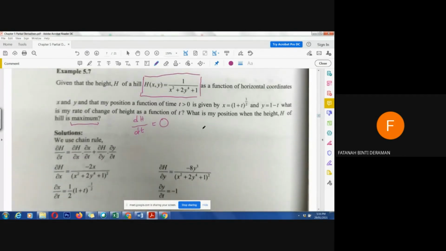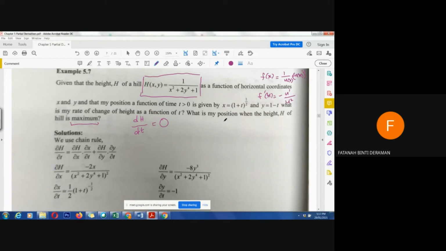Okay, dH/dx, we have this function. So what should we do? If we have a function f(x) equals 1 over u, where u is a function, to find the derivative we will have negative u prime over u squared. That will be our function.